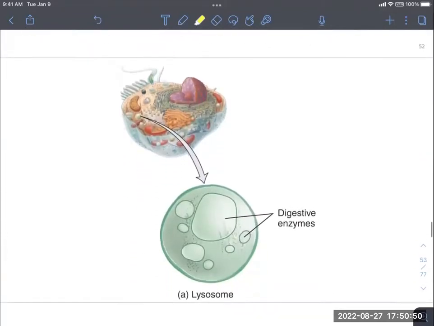So here is a lysosome. It's got many different digestive enzymes in it to be used for whatever process. It could be digesting cell parts. It could be digesting that entire cell. It's just dependent on what is needed.